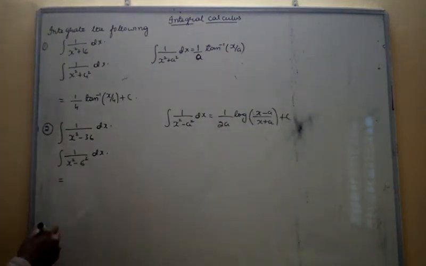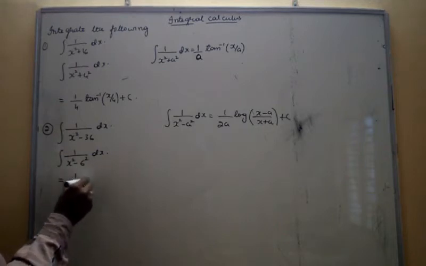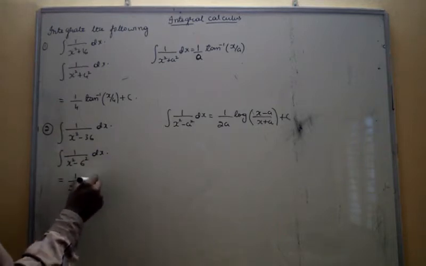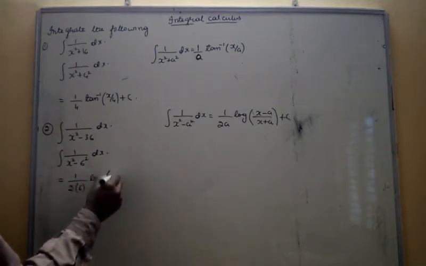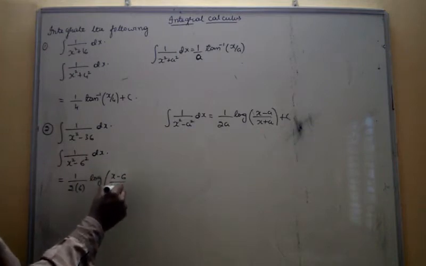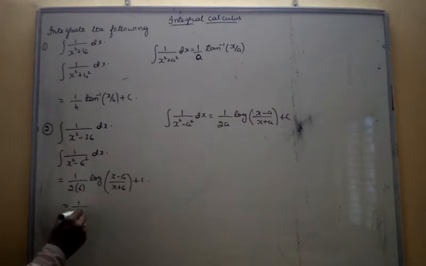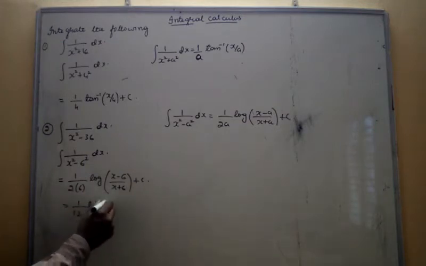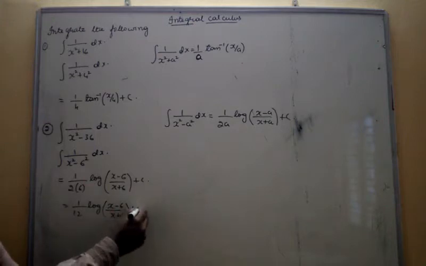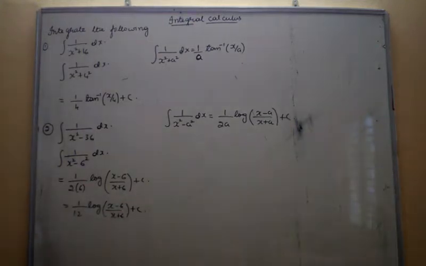In the place of a, here 6 is there, so 1 by 2 into 6 log of x minus 6 by x plus 6 plus c, that can be written as 1 by 12 log of x minus 6 by x plus 6 plus c. Okay, take down the next problem.